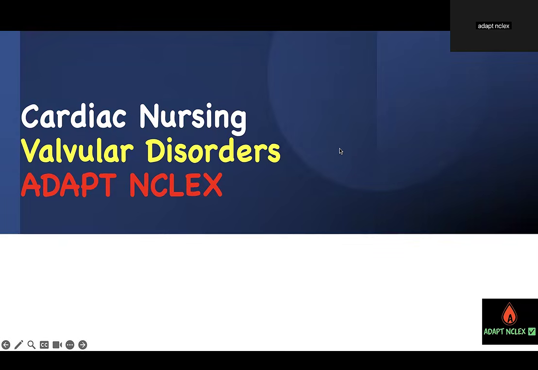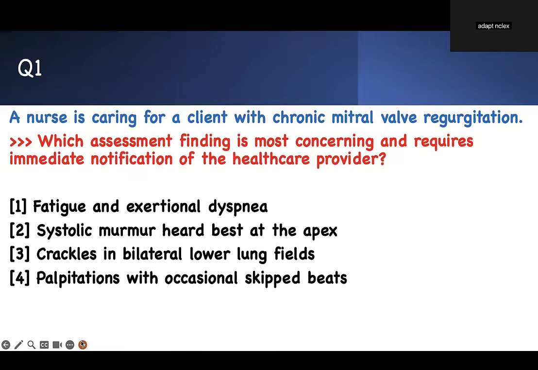Let's review valvular heart disease. I know it can be intimidating and confusing, but I'm going to make it easy and straightforward, and give you key concepts to remember. It's a mnemonic, an easy way to remember every valvular heart disease, what kind of murmur they're going to have, and where it's located. Stick around and let's get something done.